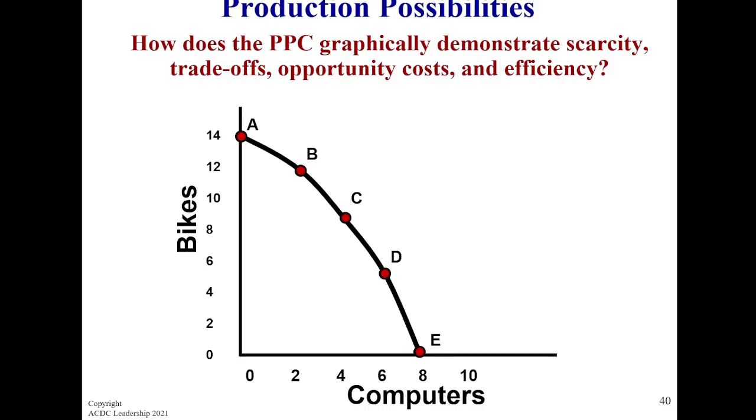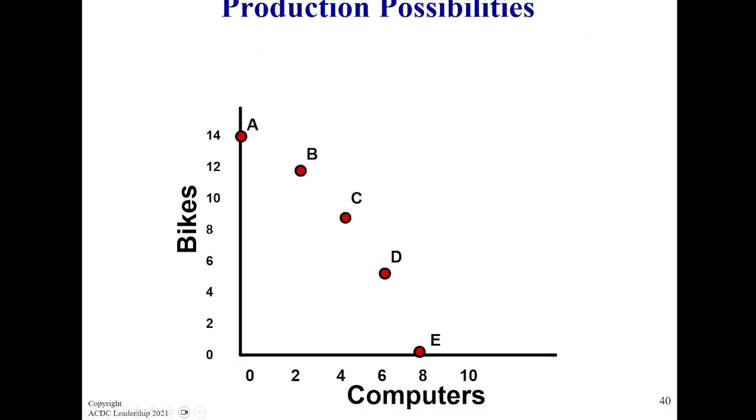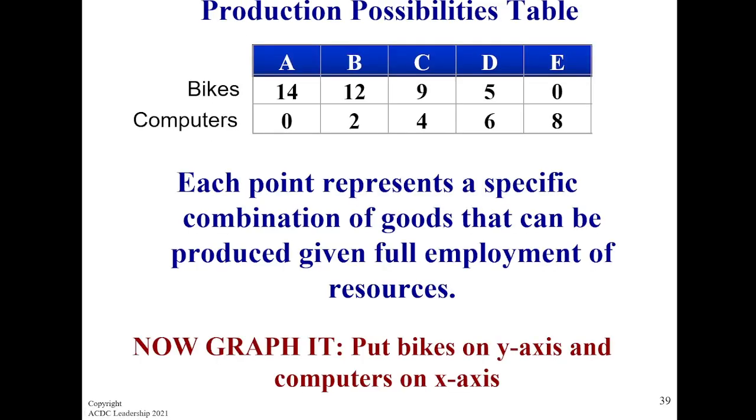Opportunity costs, like I mentioned earlier, are easier if we go back to this. So in order to produce 2 computers, to go from 0 to 2, we have to pay the opportunity cost of 2 bikes. We could have produced 2 more bikes if we didn't want to sell 2 computers. But now that we're selling 2 computers, we are losing out on the ability to sell 2 bikes. That's our opportunity cost.